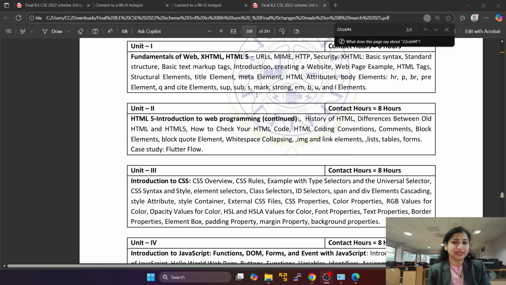For example, in this simple example they have given the horizontal rule tag, the paragraph tag, the image tag, the citing tags, and how to mark, highlight, bold and underline the text. These are all simple tags that will help you present your text properly on a web page. In detail, we will be doing that in Unit 1.